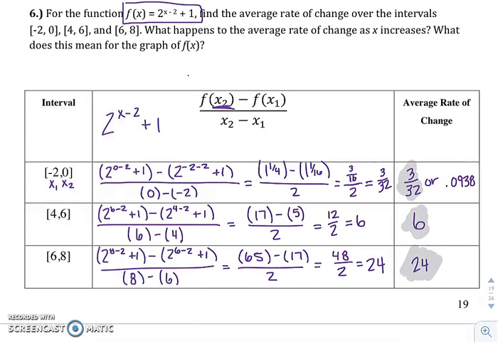So we found our rate of change over the intervals it asked us to, and it says what happens to the average rate of change as x increases. What does this mean for the graph of the function f(x)? So if you notice, it starts out as a really small rate of change or small slope. We've got 3/32. That's closer to 0 even than 1, but it's smaller than 1. And then it jumps to 6, and then it jumps to 24. So as far as increasing, it is increasing because it's getting larger, obviously, but it's increasing pretty quickly.